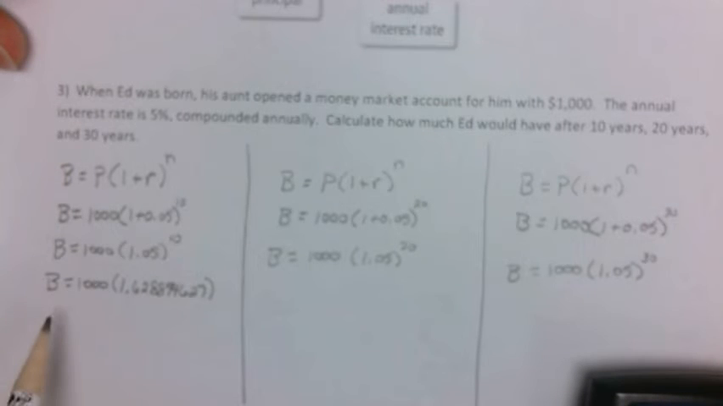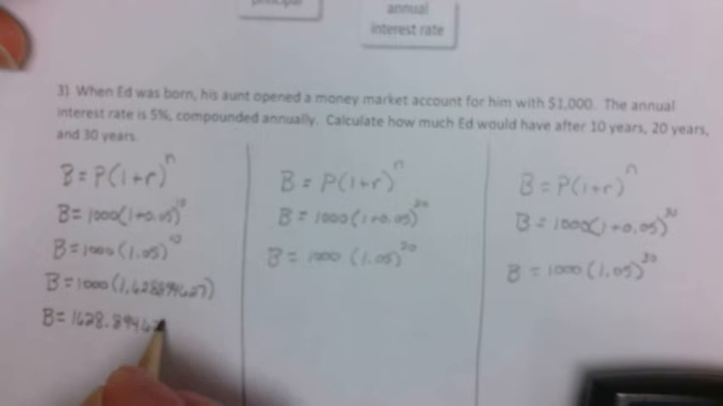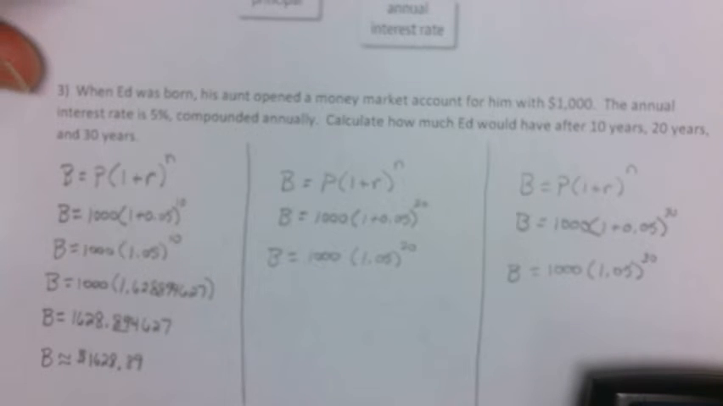6,288,94627. To get B, the account balance now, I'm just going to take that number and multiply it by 1,000, which is going to be 1,628 and 8,94627. When you multiply by 1,000, this decimal point moves to the right 3 times. Okay, so here's our account balance. We're going to have to take this number and round it. After 10 years, Ed's going to have approximately $1,628.89.